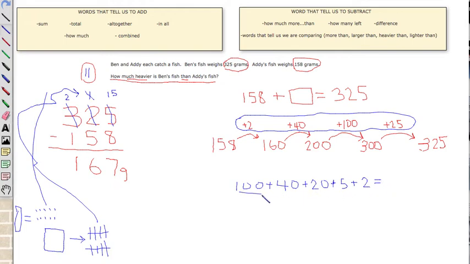So 100 plus 40, that's going to make 140. And then I'm going to add 140 plus 20 is 160. And then I'm going to add the 5 and the 2, which makes 7. So that's going to get me to 167. So 167 grams, which matches what we had before.